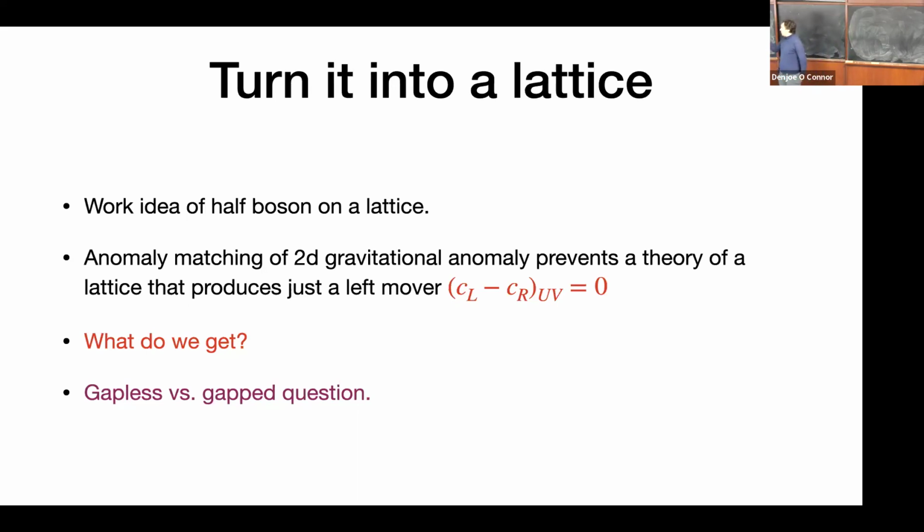So if a theory produces a left mover, then only a left mover, you would violate the anomaly matching from the UV to the infrared. So you also will get a right mover. So the question is, what do you get? Do you get a massless theory, or do you get something that's not massless, meaning gapped? If you get a massless theory or gapless, we call it success. And if we get a gapped theory, then it's a trivial vacuum in the deep infrared.